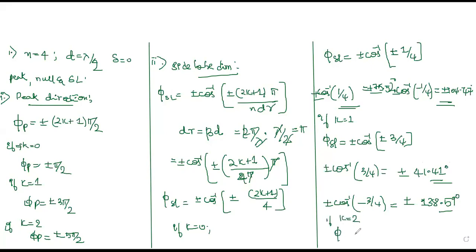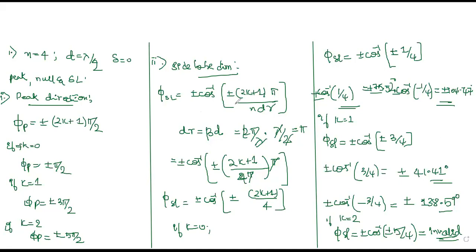So phi SL is equal to plus or minus cos inverse of 2 twos are 4 plus 1, 5. So it is plus or minus 5 by 4. Calculate what is plus 5 by 4 and minus 5 by 4. Math error. That means both the values you get for plus 5 by 4 and minus 5 by 4 are invalid. So we'll stop the side lobe direction here.